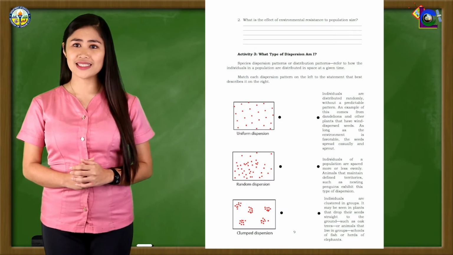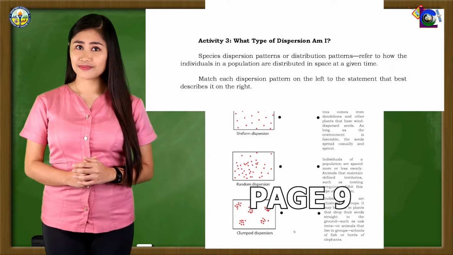Could biotic potential and environmental resistance affect population size? How? How then are species in a population distributed? What are the three dispersion patterns? Well, there's only one way to find out. Please answer the succeeding task to know better.